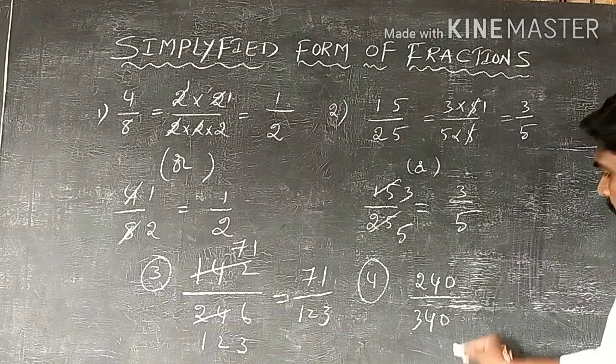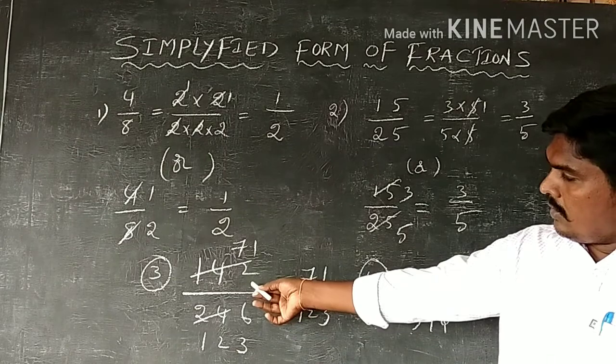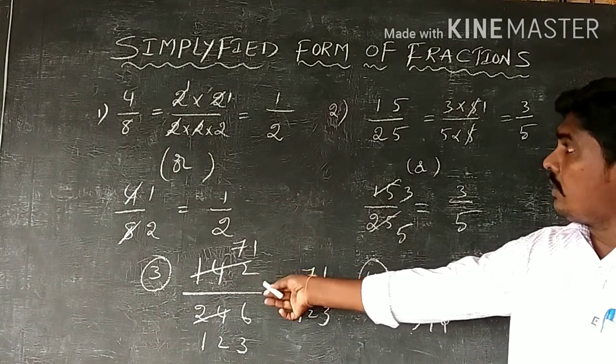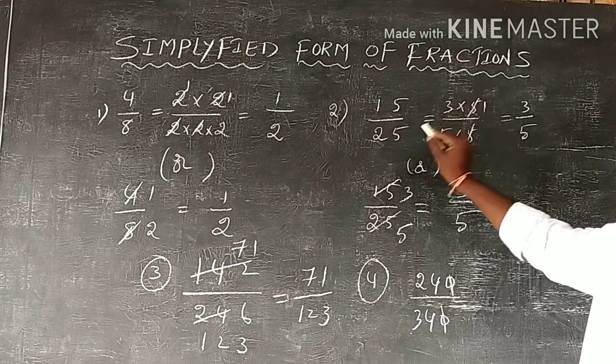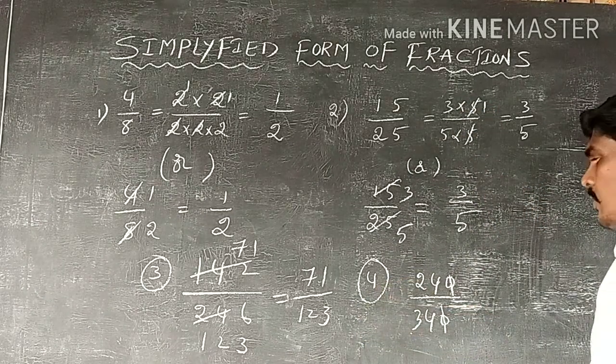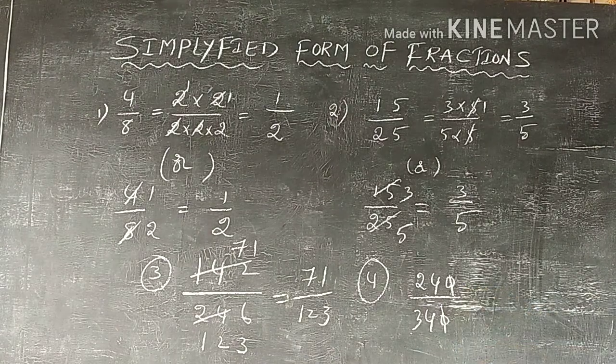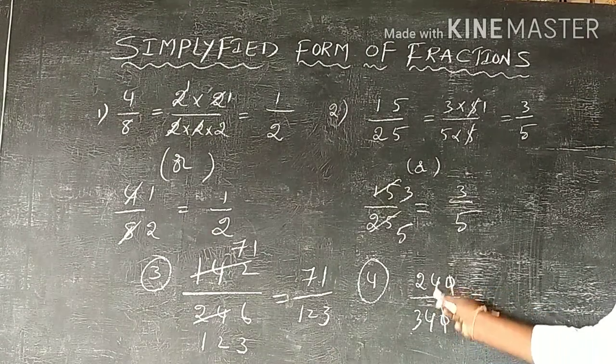So when zeros are there, directly first you can cancel the zeros. Here you can solve the same one with this method also, that means the factorization method. Okay, you can try that one. And 240 by 340. Here 0 and 0 cancel. And remaining 24 by 34.